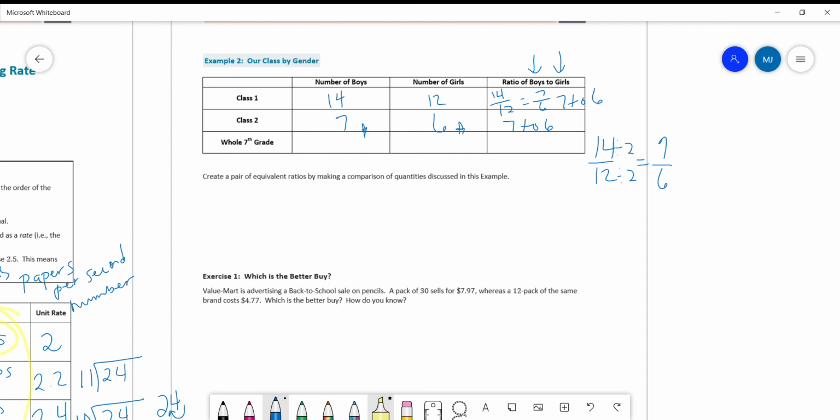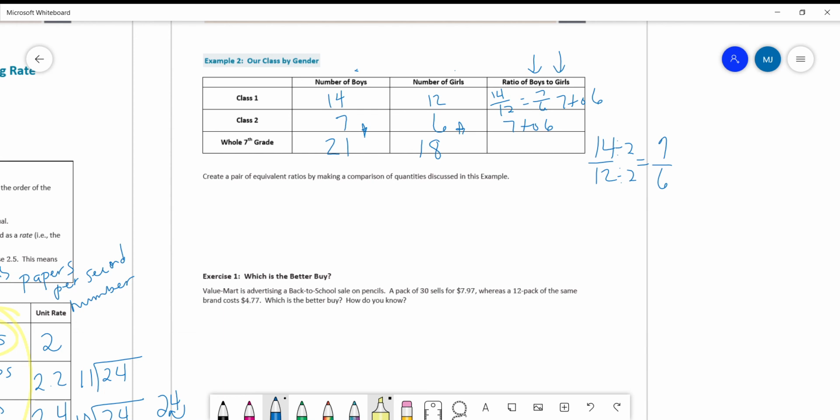The thing about ratios is that it could be boys to girls, or it could be boys to all the kids in the entire 7th grade. So we're going to add up the 14 plus 7, and what do you get when you add 14 plus 7? 21. So 7th grade has 21 boys, and how many girls do they have? 18. So we can make comparisons of class 1 has 14 boys to total boys is 21, or a comparison of, say, girls 12 to all of the girls 18.